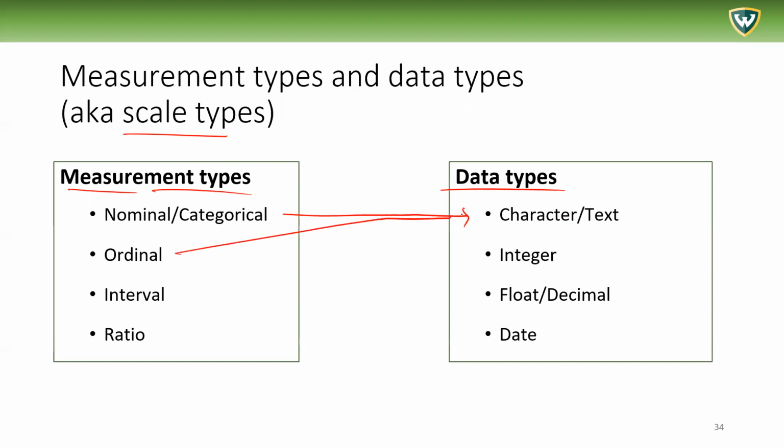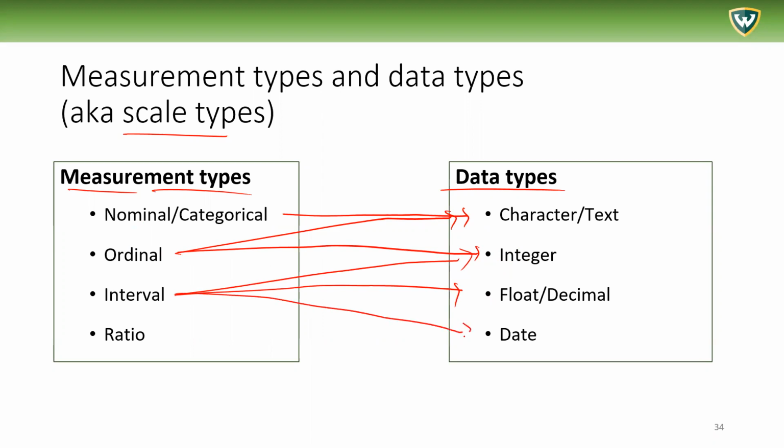Ordinal can be character or text, such as poor, medium, or good, right? Poor, medium, or good has an order. Ordinal has to do with order, but these can also be shown as integers, 0, 1, 2, or 1, 2, 3. So integer can represent ordinal values. Interval can be represented with integer values. Interval has no true zero. It can be represented with float values, or it can be represented with date. So interval can be represented with these three different data types of the computer.